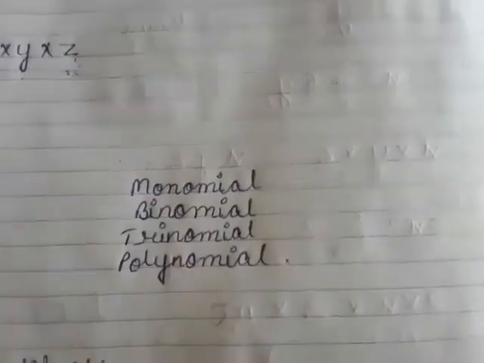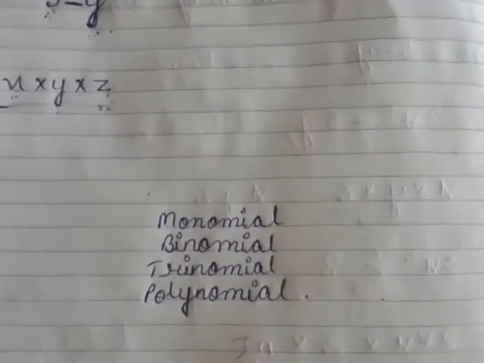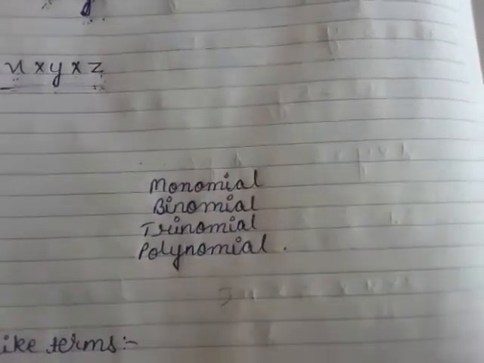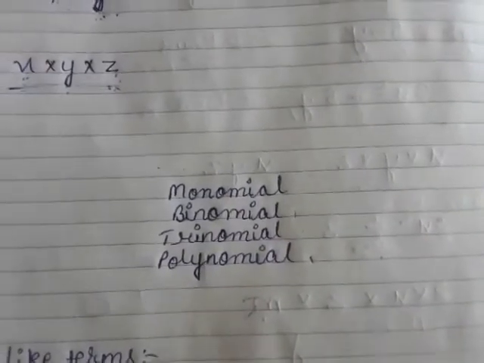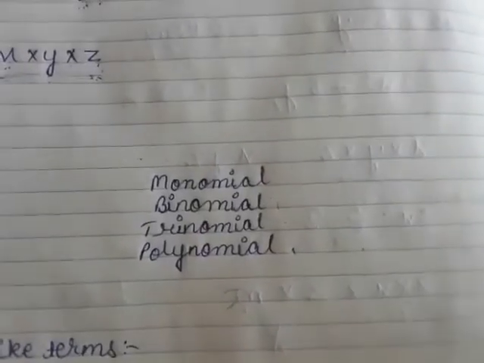Okay, in your previous classes, 6 and 7, you have already studied that according to the number of terms, algebraic expressions have different names like monomial, binomial, trinomial, polynomial, etc. I am not going into detail as you have already studied in your previous classes. Okay, now let's check the next point.